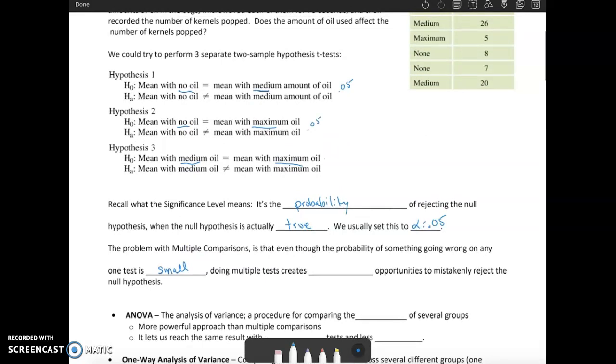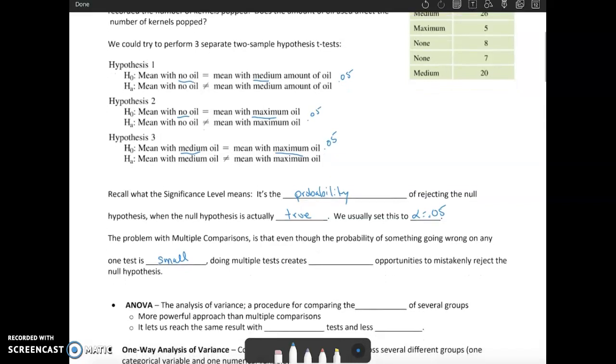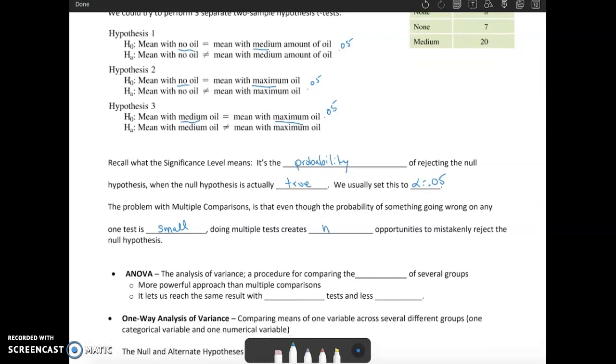The probability of something going wrong on any one of them is small, but when you do multiple tests, that creates more opportunities to mistakenly reject the null hypothesis. So even though any one error probability is pretty low, now there are 3 different opportunities to make such an error. You open yourself up to a lot more errors when you do this multiple comparison method.